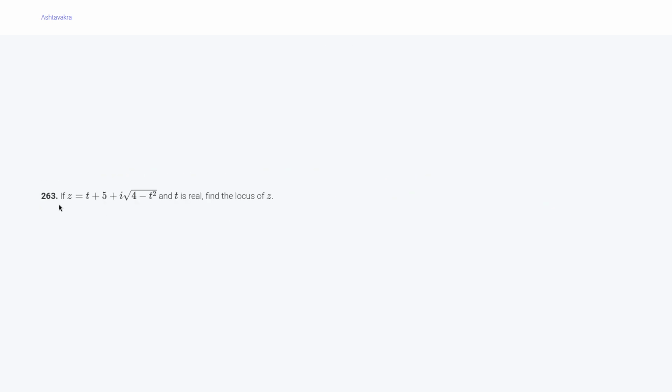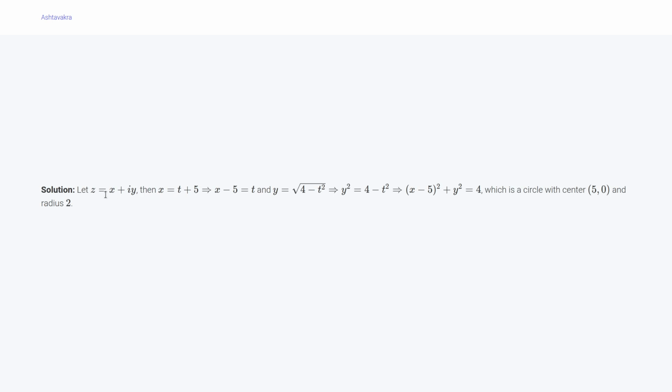Question 263 says that if z is equal to t plus 5 plus i square root of 4 minus t square and t is real, find the locus of z. So we let z is equal to x plus iy, then upon comparison of real and imaginary parts, we will have x is equal to t plus 5. That means x minus 5 is equal to t. y would be square root of 4 minus t square. So y square would be 4 minus t square. We substitute the value of t. We get x minus 5 whole square plus y square is equal to 4, which is a circle with center 5, 0 and radius 2.